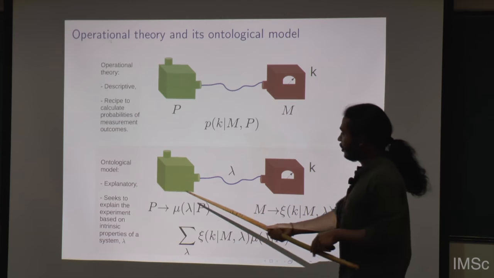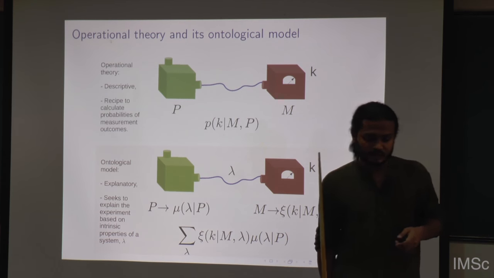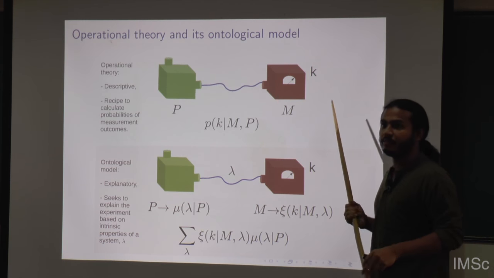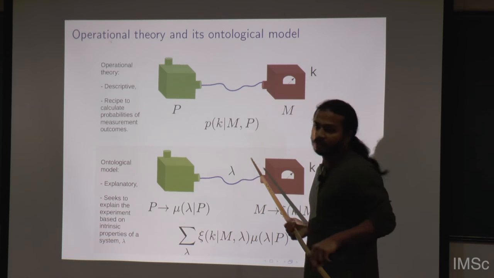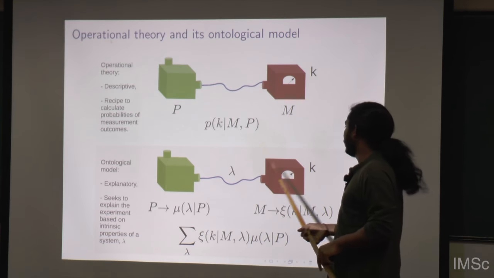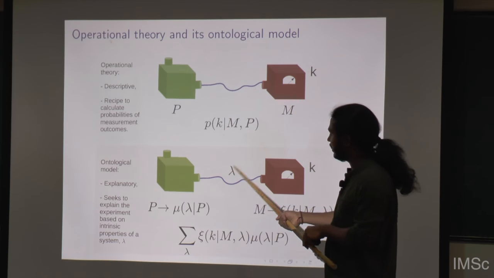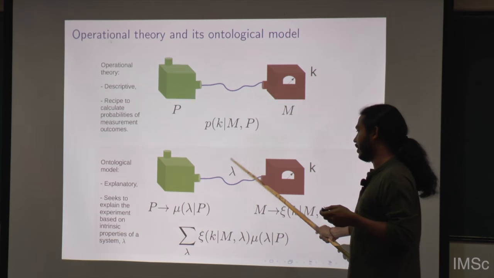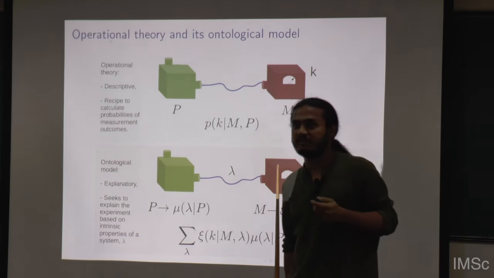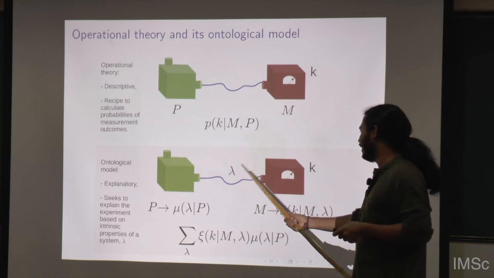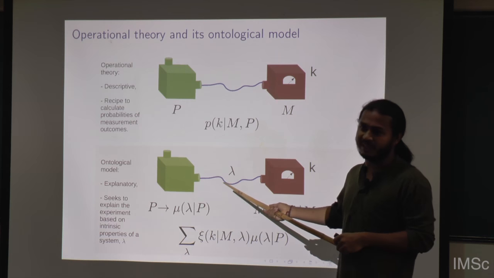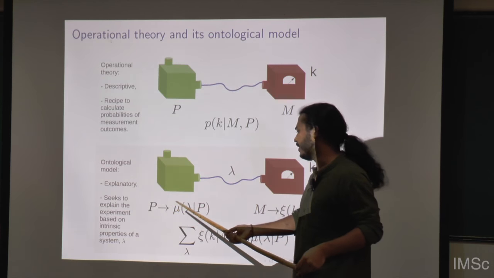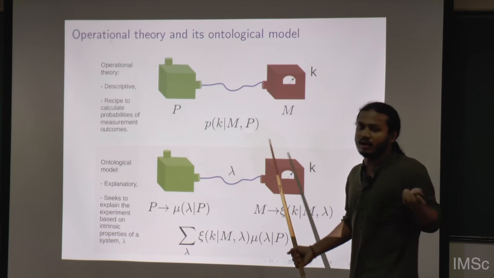Okay. An ontological model is supposed to be an attempt to explain what you see in your operational theory in terms of states of a physical system. The primitive object in an ontological model is this thing called a lambda, which is supposed to represent all relevant physical properties of a system. Okay? In traditional discussions of quantum foundations, it's often called a hidden variable, but it doesn't always have to be hidden. And therefore, we are going to call it an ontic state. That's the term that's used in the literature, but I'm just going to call it a physical state of the system.